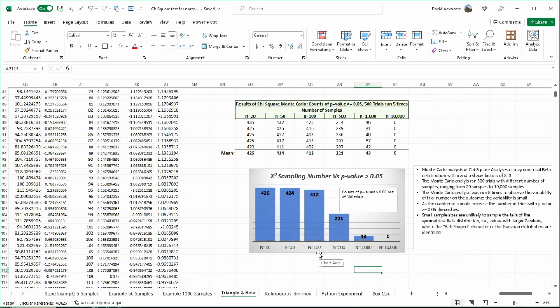At 100 samples, similar results. But when I get to 500, it starts to recognize that the tails are not quite right, and you get fewer successful counts of these p-values greater than 0.05. At 1,000, you get a minuscule 43 out of 500. And by the time you do 10,000 samples, it really knows that it's not normal.